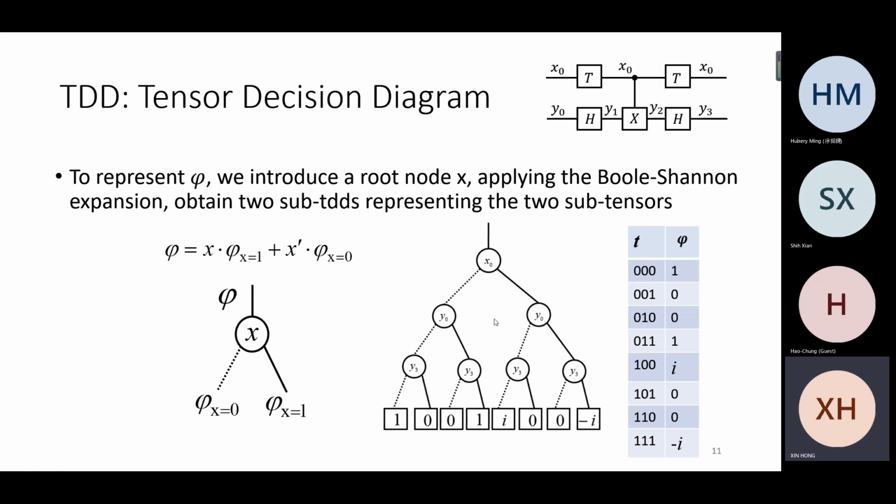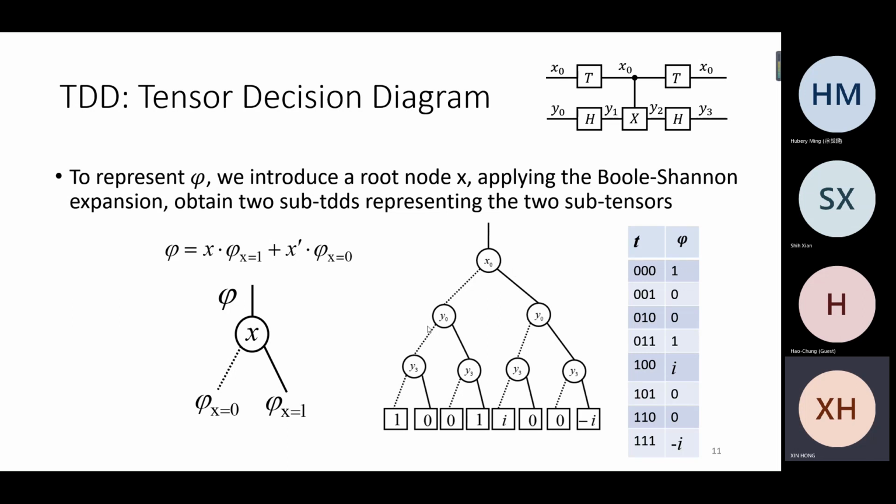Here, we also consider this circuit as a tensor. It is a rank 4 tensor, but we use the same index in these two places, so we can use only 3 indices here. For this tensor, we have this value here. If x 0, y 0, y 3 take values 0, 0, 0, then this vector should take value 1.